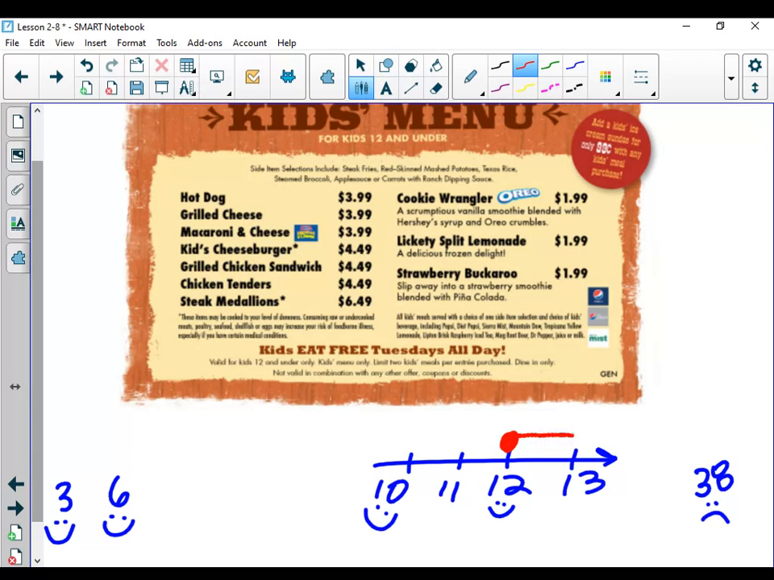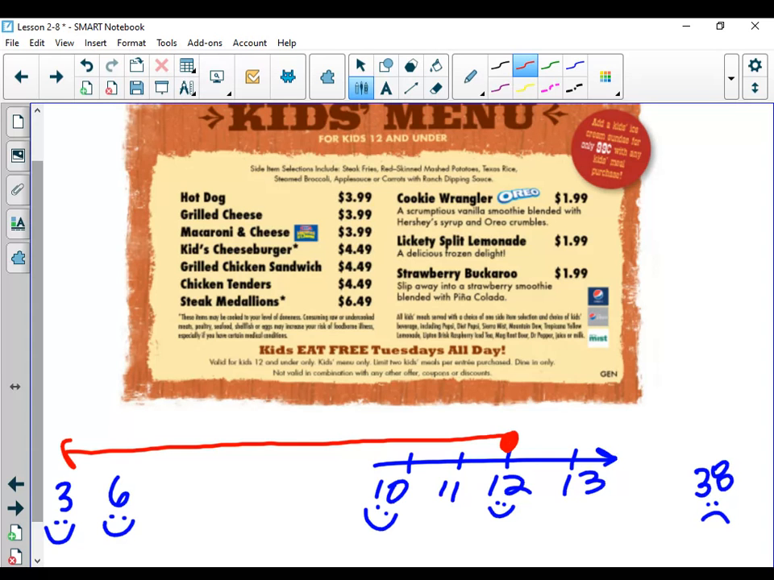But I'm not going to put my arrow to the right because you can't be older than 12. You're not going to get to have this lickety-split lemonade. But if you are 11, 10, 9, 8, 7, 6, 5, 4, 3, 2, any of the numbers in that direction can order from this Pizza Ranch kids menu. Maybe you're going to have the strawberry buckaroo. This is what it means in our learning target about graphing.